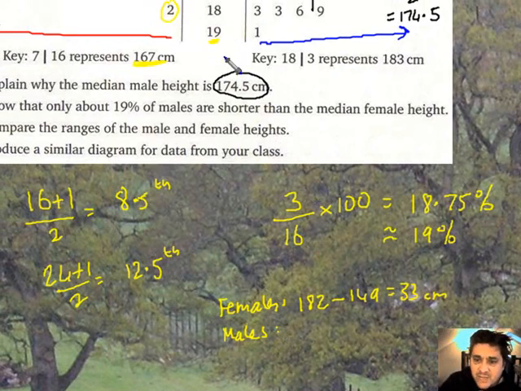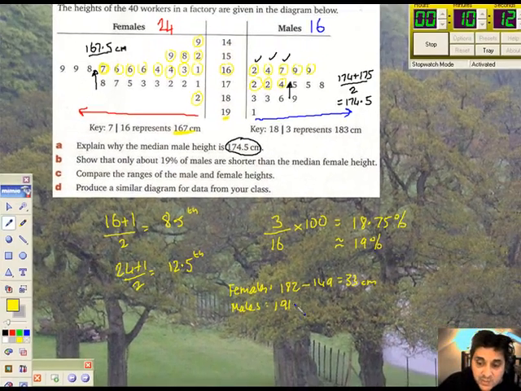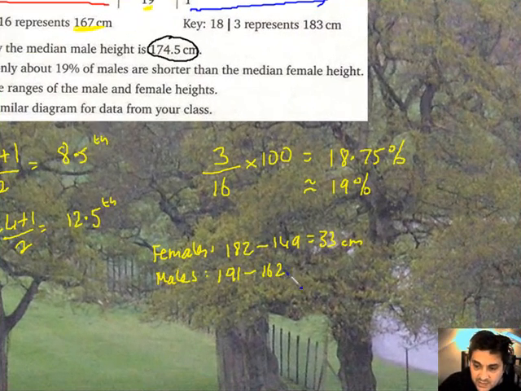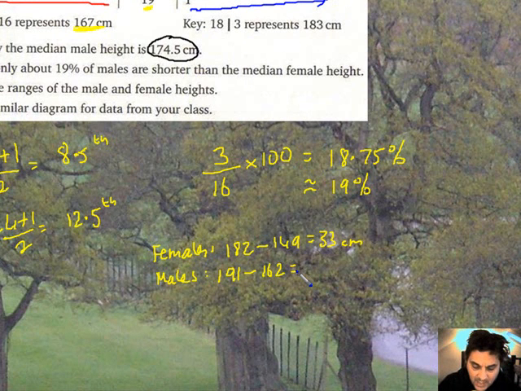The tallest chap is 191 centimeters, quite tall, and the shortest chap is 162 centimeters. Let's just do that one. 191 minus 162, and we're getting a spread of 29 centimeters. So I've done the maths.